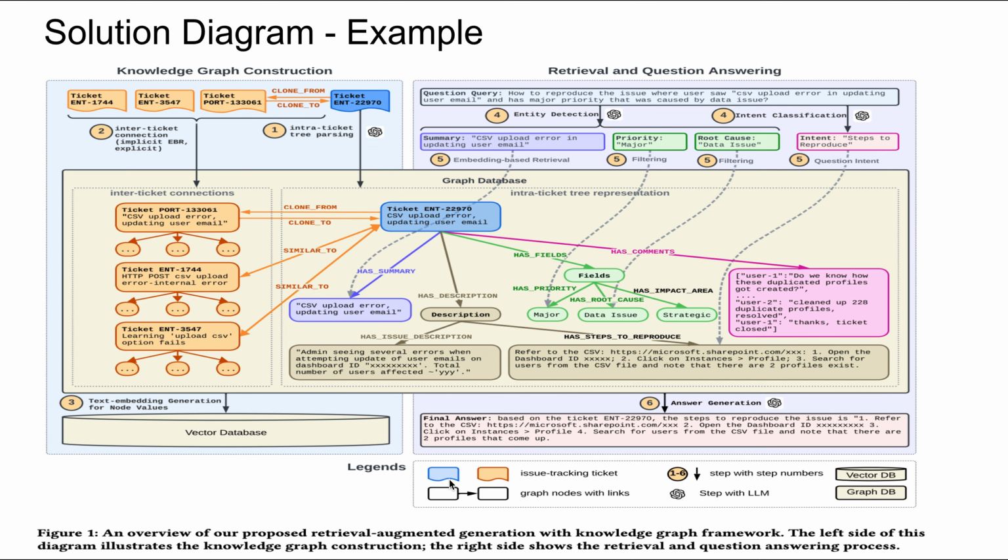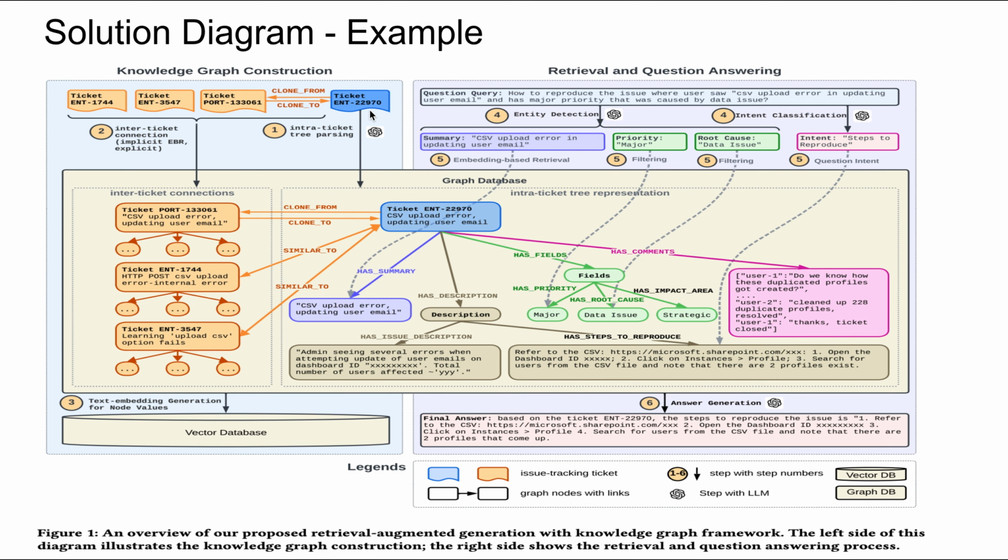So look at these legends first. Now these signs represent the tickets. There are step numbers also mentioned, so we'll follow the step numbers, and these blocks are the graph nodes. Okay, and anything mentioned with this particular sign is actually solved by an LLM. Okay, so we go to step 1, which is intra-ticket tree parsing. Herein the authors show that, let's say we are talking about this particular ticket 22970.